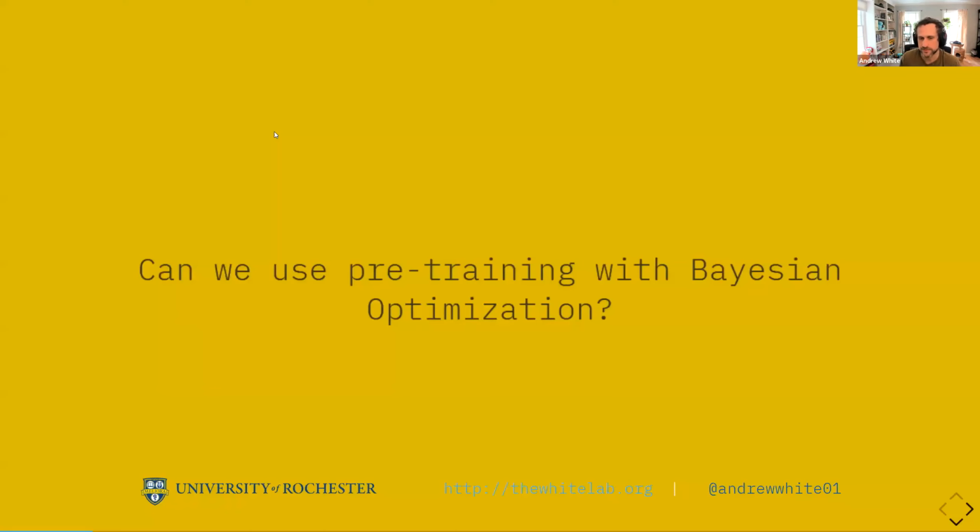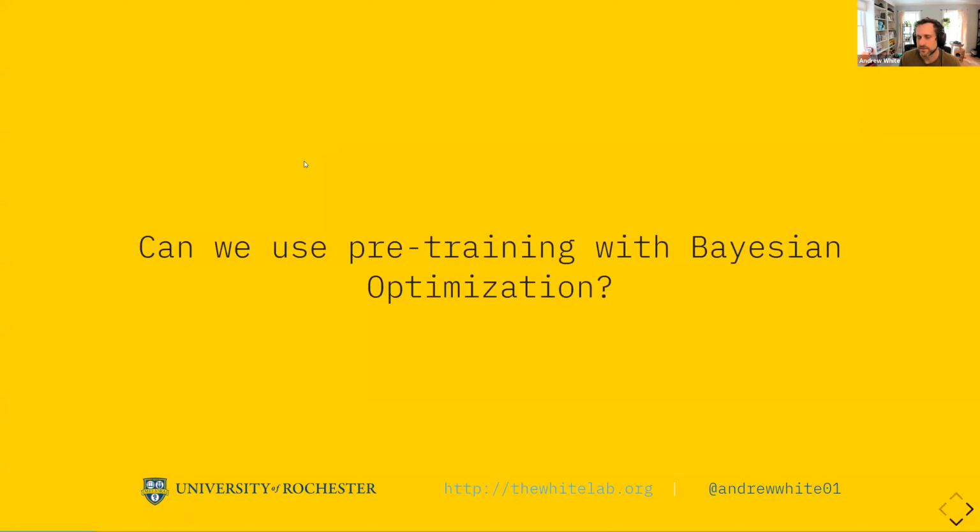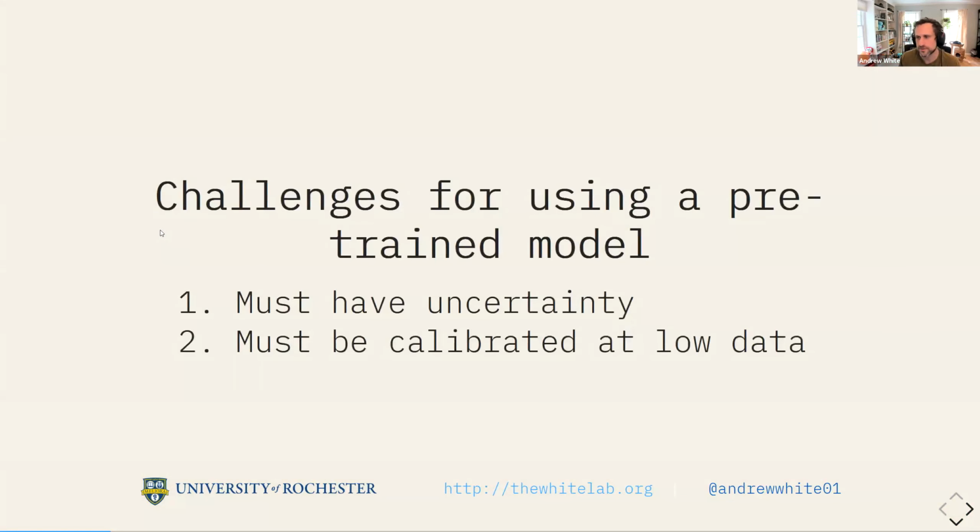Okay, so basically, pre-trained models we know are good at doing work with a few examples, but can we do that to then choose which thing to try next? Okay, there's a few problems with doing this. And so I'm just going to go over these things quickly.